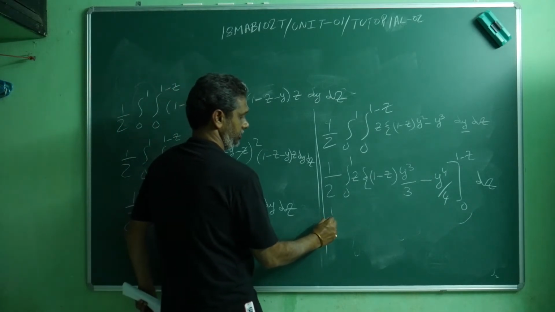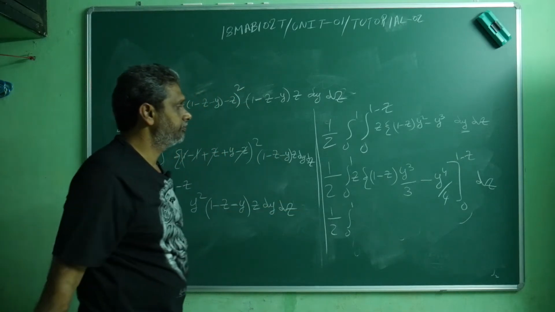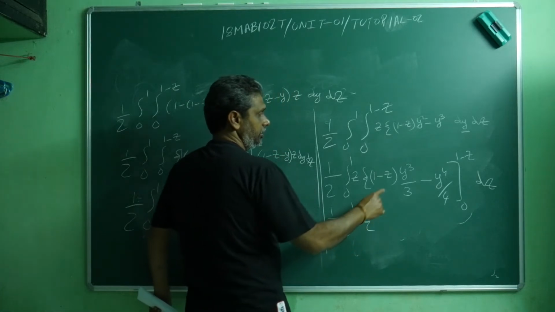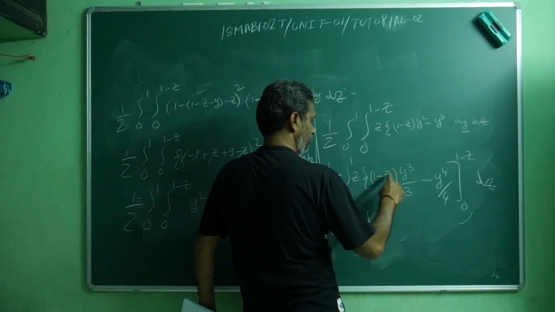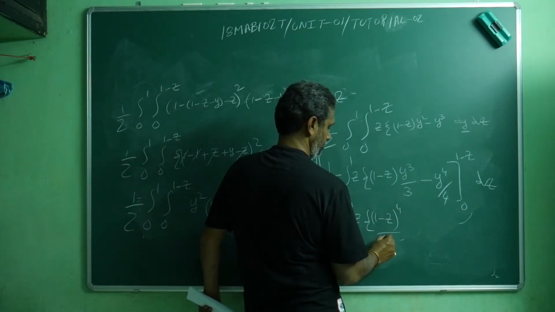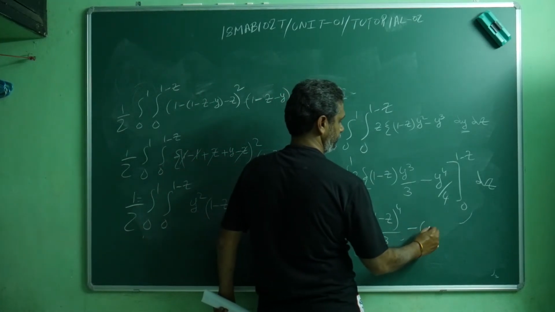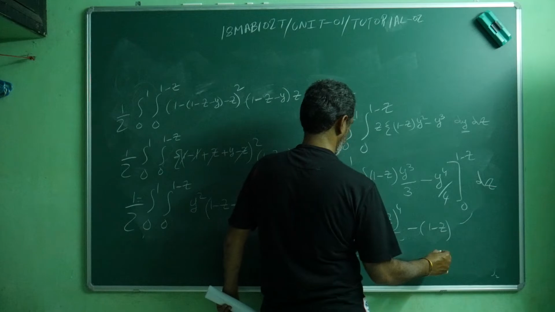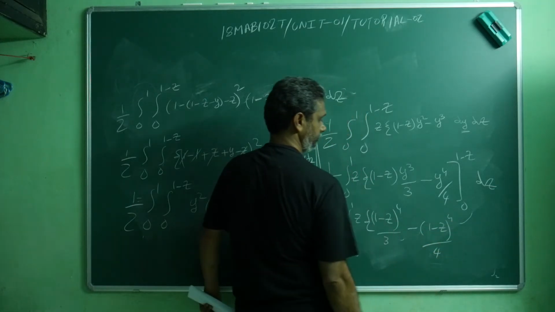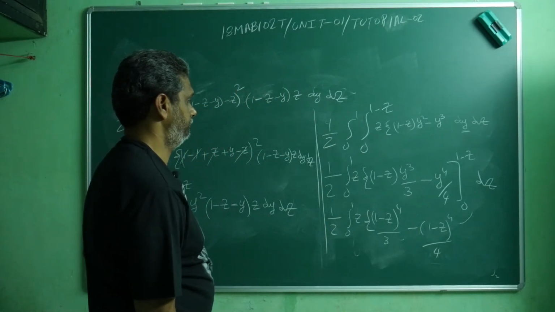So if you apply, what you will get? 0 to 1. Then what you will get? Z into this upper limit is what? 1 minus z whole cube. Already 1 minus z is there, so 1 minus z whole power 4 by 3. This fellow is what? 1 minus z whole power 4 by 4. Any problem?